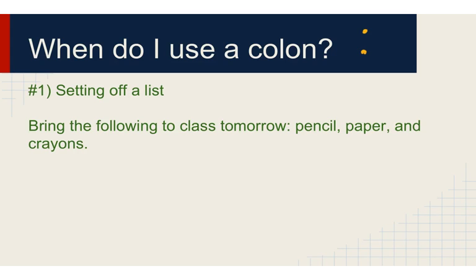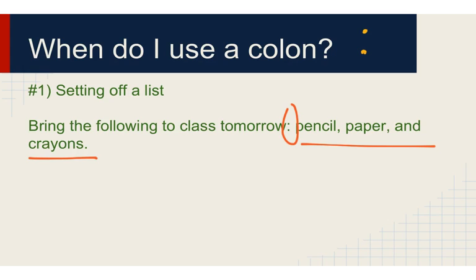So the first one is to set off a list. If I say, bring the following to class tomorrow: pencil, paper, and crayons. Pencil, paper, and crayons are a list of things. The sentence before that is just setting up the list. Okay? So I'm going to put a colon before I start my list.